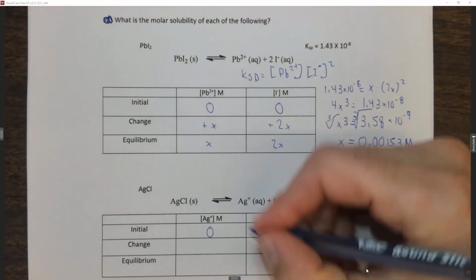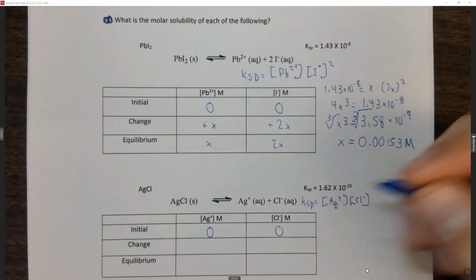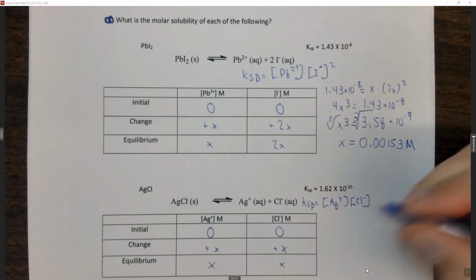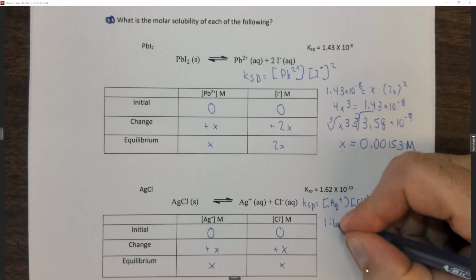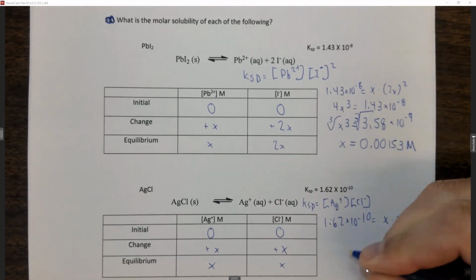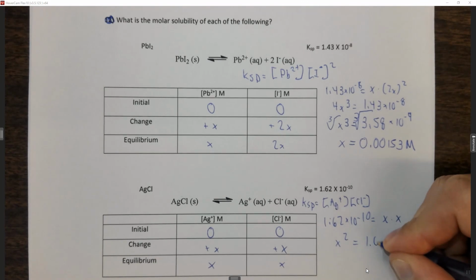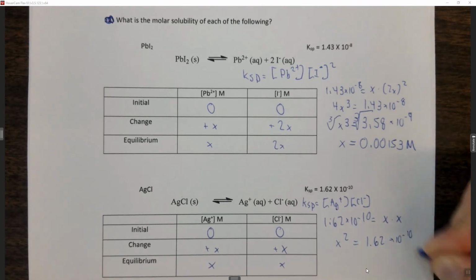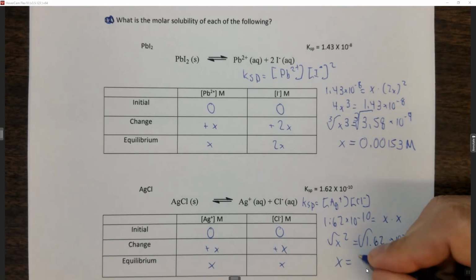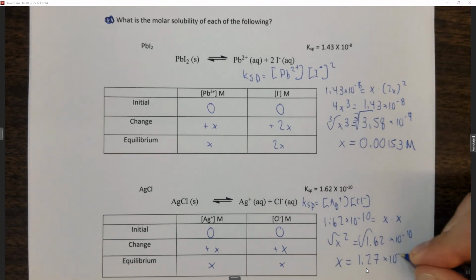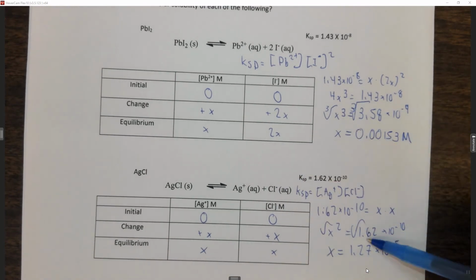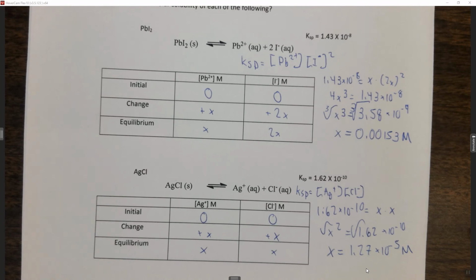So in this case, the Ag+ and the Cl- are initially 0. We gain x, at equilibrium we have x. So in this case, the Ksp, the 1.62 times 10 to the minus 10, equals x times x, or x squared equals 1.62 times 10 to the minus 10. Take the square root. x is equal to 1.27 times 10 to the minus 5 molar. So these are the values of the molar solubility of each of these compounds.